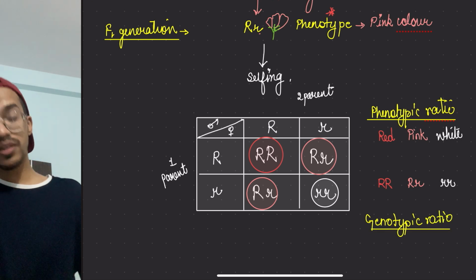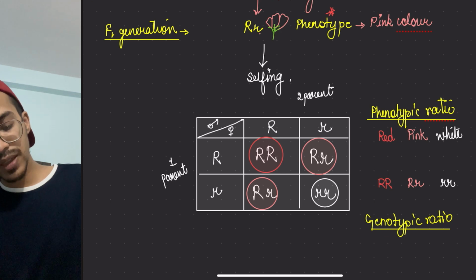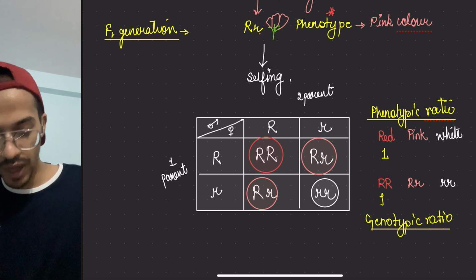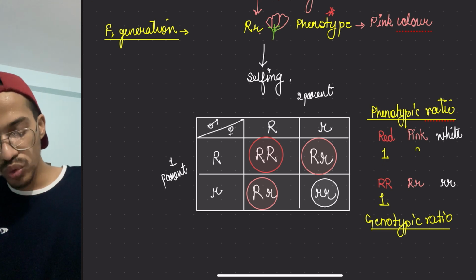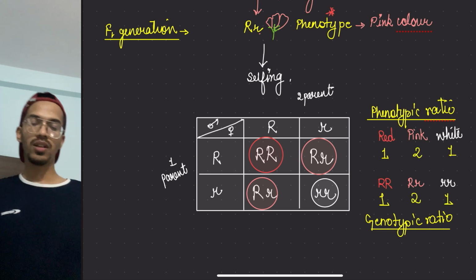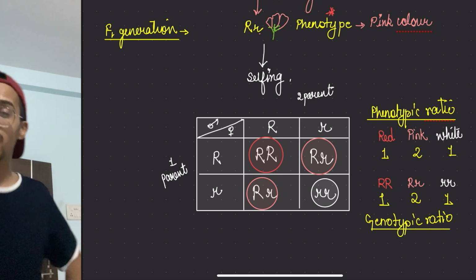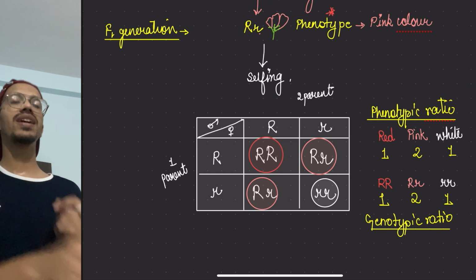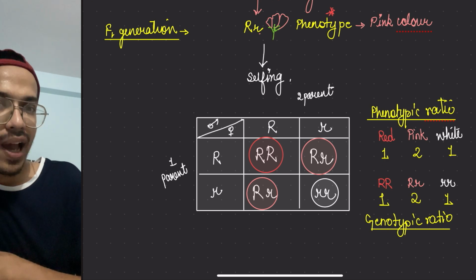So how many red were present? Phenotypic 1. This capital R, how much was there? 1 only. Pink, how many? 2. This 2. This is 1. This is 1. Did you see here? The genotype and phenotype are much different than what we have seen in the monohybrid cross.